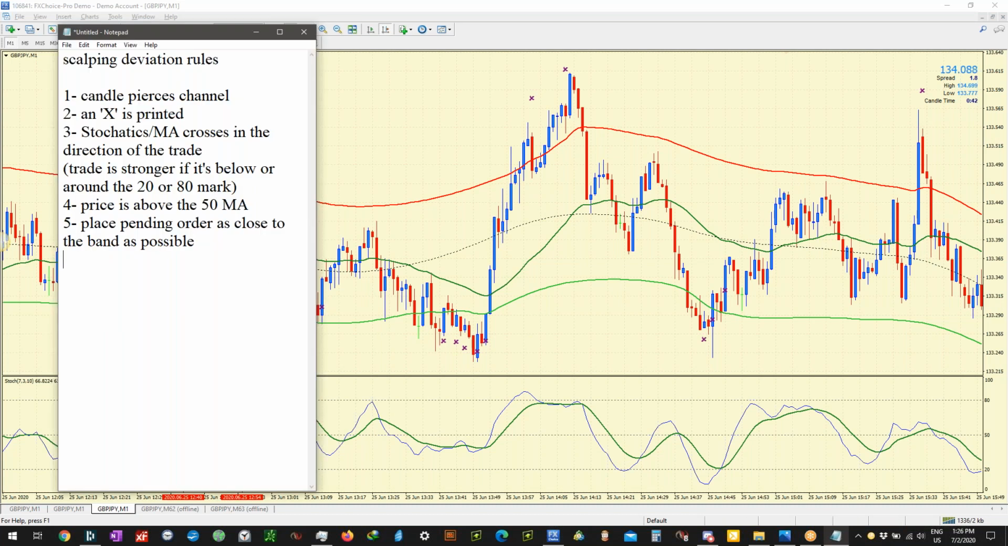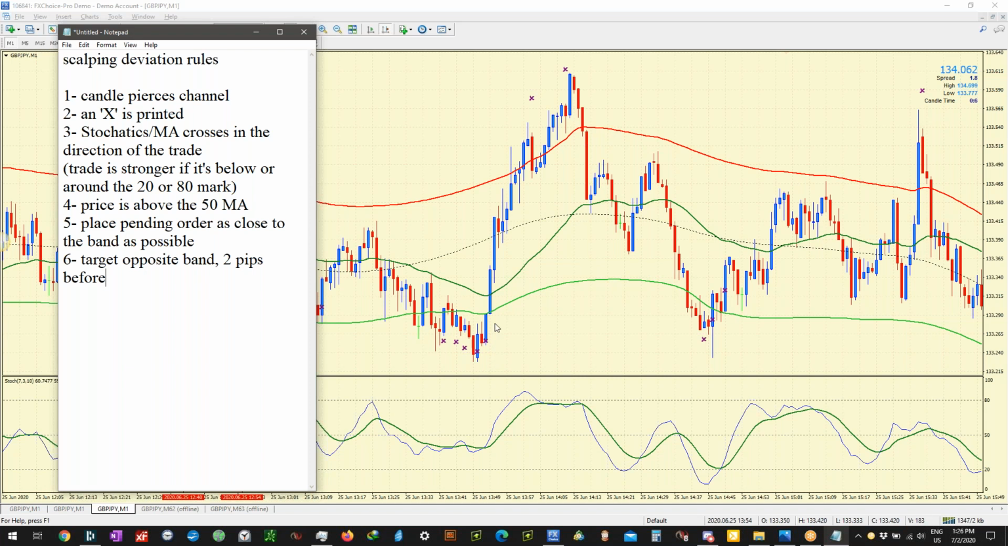So number 6: target the opposite band, 2 pips before. That means 2 pips before. So if you were doing it, you go from here, pending order, and you target take profit there. And if you're going short, let's say from here, it's just not a trade to me. But if you're going short, then your target will be down here, and you get taken.